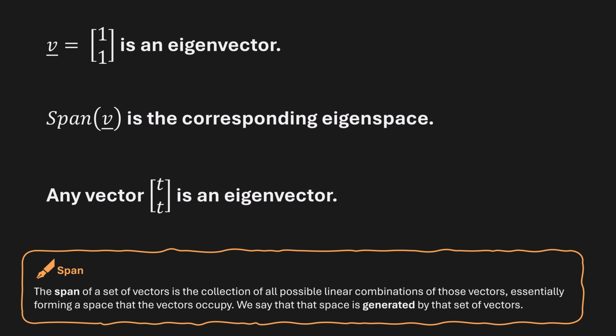So we can say it defines the eigenspace, span of v. So if we use a floating variable t that can assume any real value, any vector t·v is an eigenvector. We said (1, 1) is an eigenvector, but also (2, 2), (3, 3), (-1/2, -1/2) is still an eigenvector.